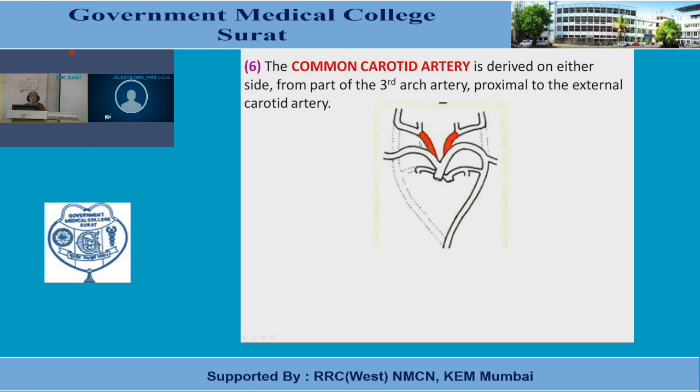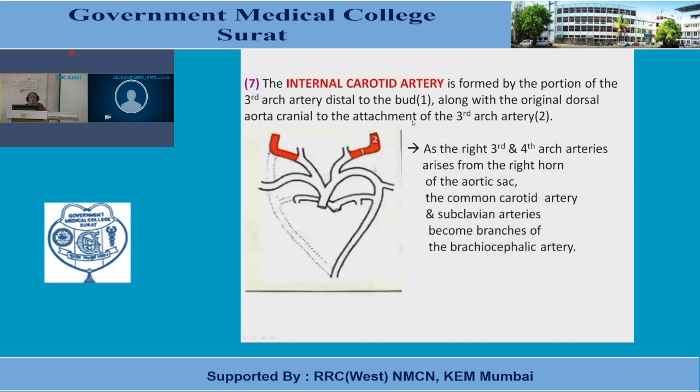How many branches of the common carotid artery did we discuss in gross anatomy? The common carotid artery is divided into two: the internal carotid artery and the external carotid artery. Now, proximal to the external carotid artery, the third arch artery gives rise to the common carotid artery. So this is about the third arch artery, proximal to the external carotid artery. Now, the internal carotid artery, as we have seen in the previous diagram, is indicated in red color.